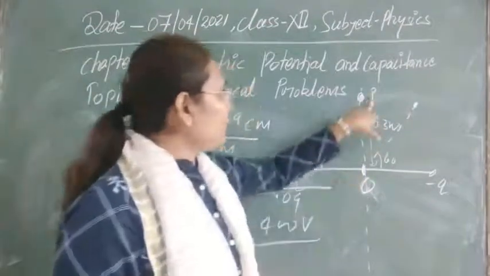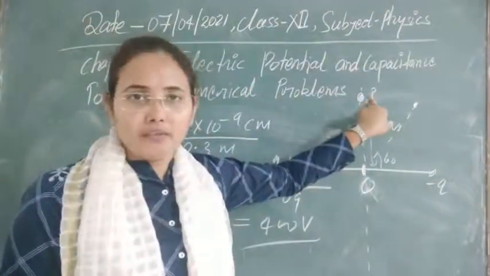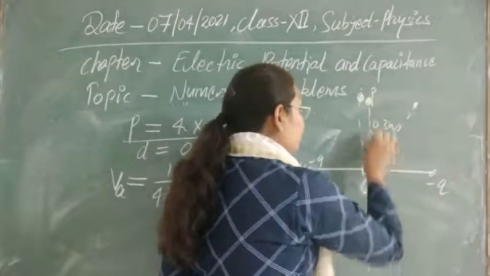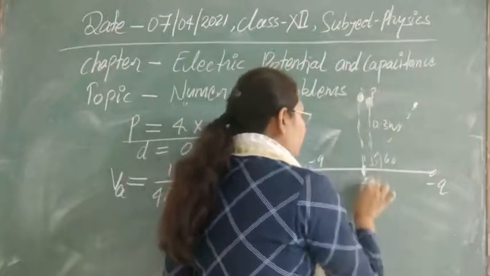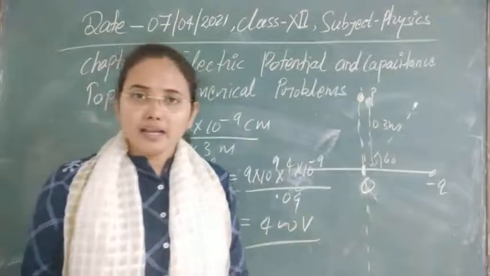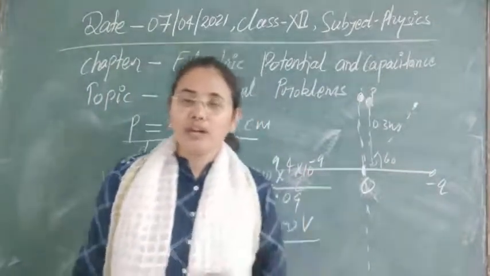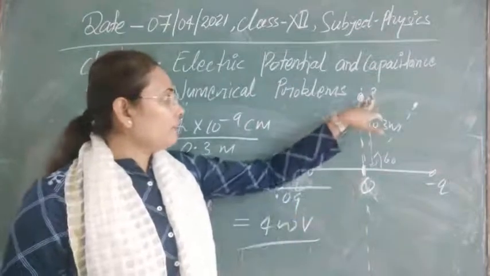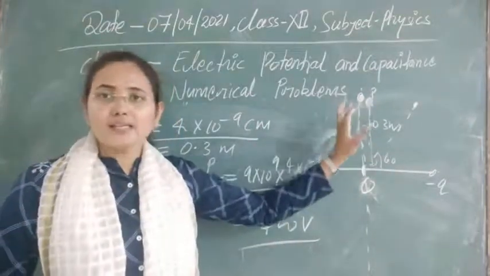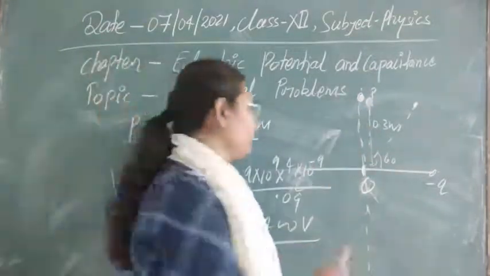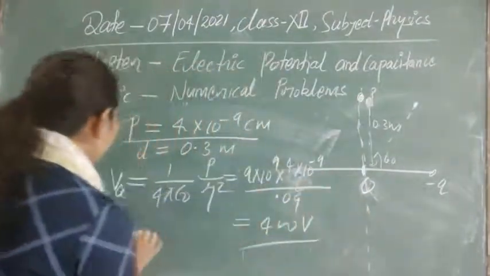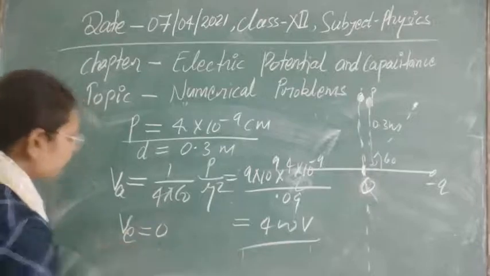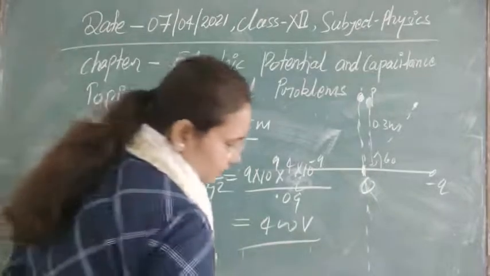Second, we have an equatorial point. This point P is situated on the equatorial axis. As you know, at any point on the equatorial axis, the potential is always 0. So obviously, if point P is situated at any distance, the potential will be 0 here. So in this case, the potential at any equatorial point, suppose E, is equal to 0.